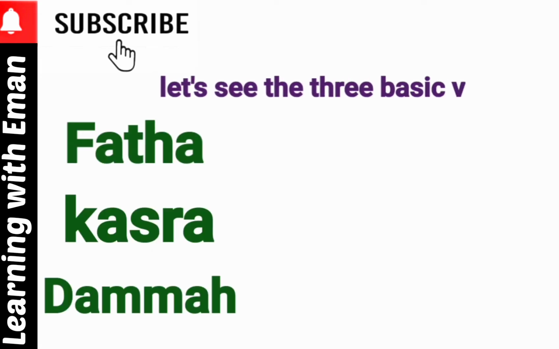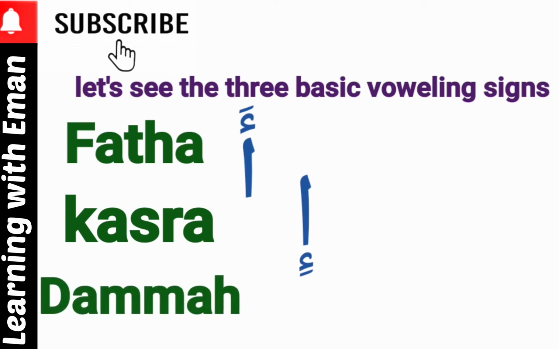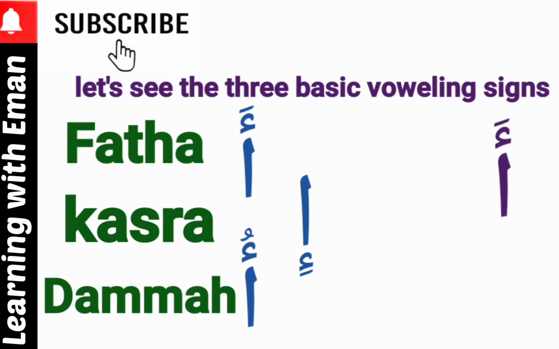Let's see the three basic voweling signs when used with Alif. First, here's the fatha, the pronunciation now will be eh. Next, this is a kasra, the pronunciation now will be e. And finally, there's a dhamma, now pronounced as oo. Listen again. Eh. E. Oo.